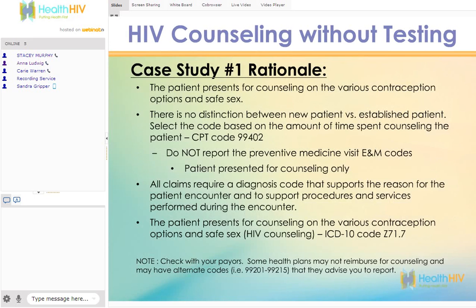At the bottom of your slide, you'll note that there's a note telling you to check with your payers. There are some payers out there that do not reimburse for the counseling codes. So you should follow up with them because they may have specific guidance telling you to utilize the E&M service code in lieu of the counseling code. So remember, everything ties back to what the payers want you to do.